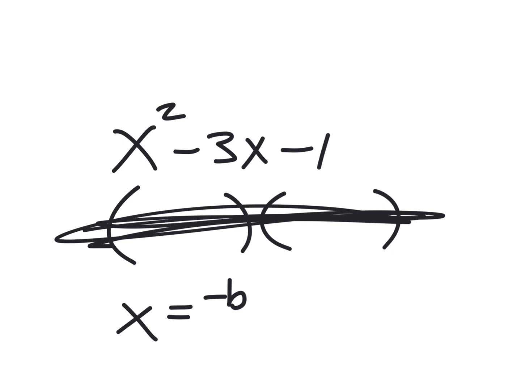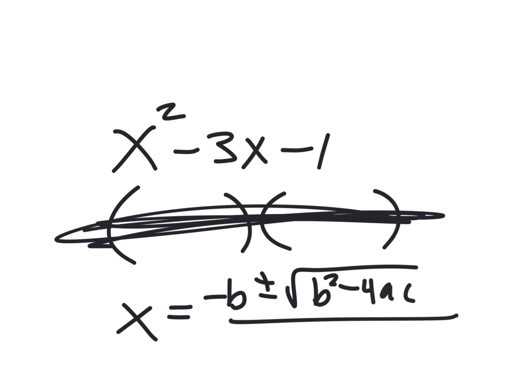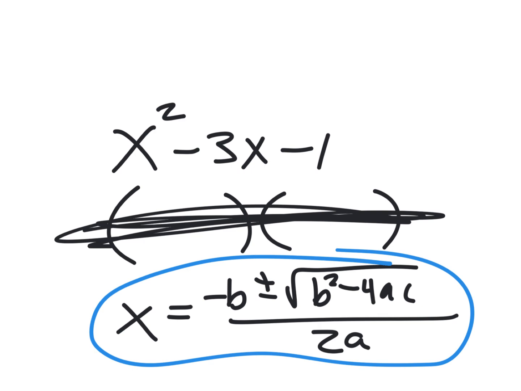You've got to know how to find the answers to a quadratic that doesn't factor. Factoring would have been so much easier if we could. Plus or minus square root b squared minus 4ac all over 2a, like that. Who had that one before I said it?